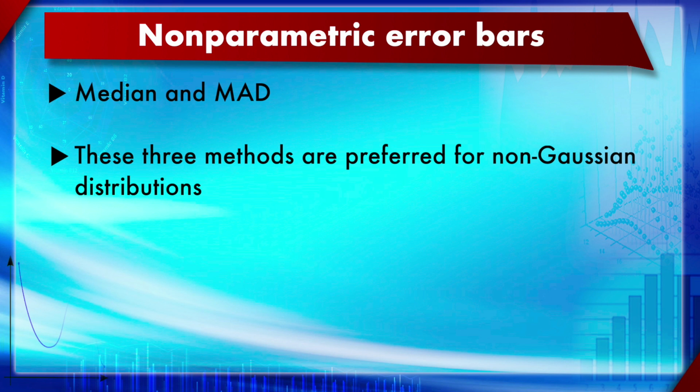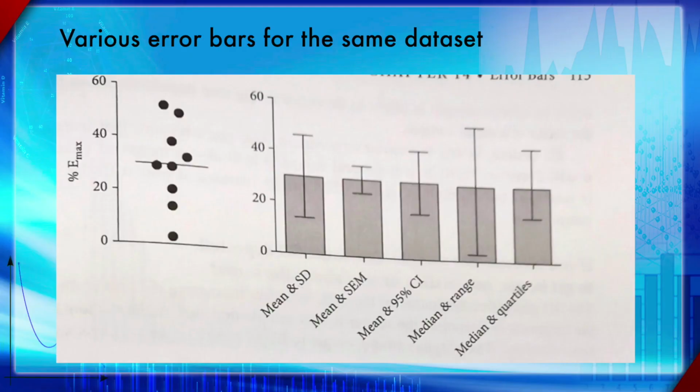These methods are preferred for non-Gaussian distributions. If your distribution is non-Gaussian, if you are sure that the distribution is not normal, or if you did a K2 normality test and you see that it is actually not normal, then go with any of these three methods or other methods which are non-parametric. You can see in this graph various error bars for the same data set, so you can compare across them. The choice depends upon the level of measurement, what is conveyed to the audience, and also whether it is parametric or non-parametric. All these are important things.